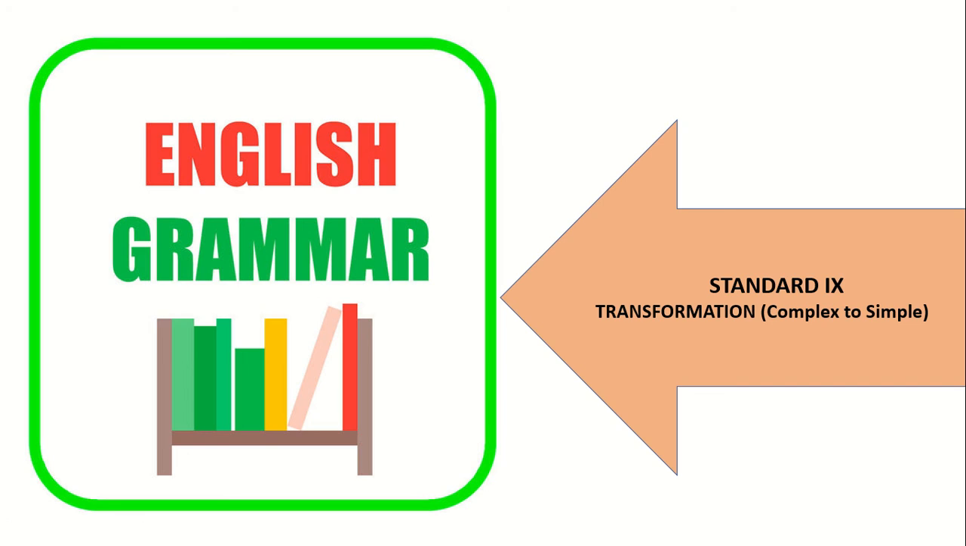Today we are going to learn a new rule of transformation of sentence, that is complex to simple. Before learning the rule, we need to have an idea of pronoun, especially relative pronoun. You know what is pronoun? Pronoun means the word which is used instead of a noun. And this pronoun is of 8 types and relative pronoun is one of them. So let's see the definition of relative pronoun first.